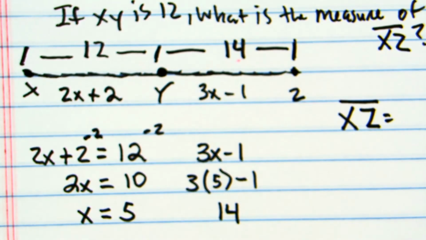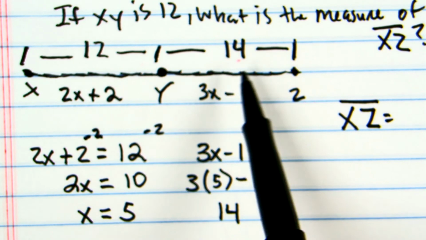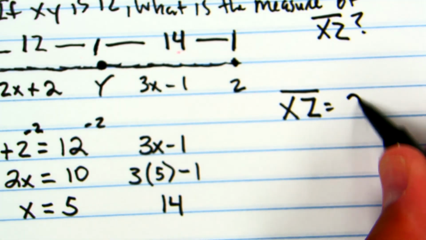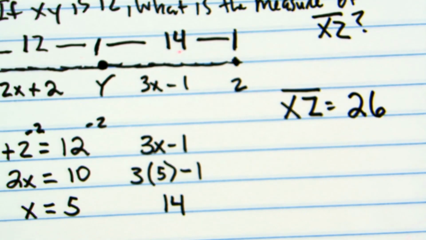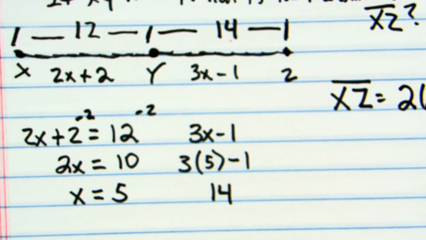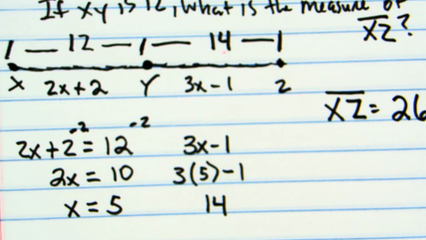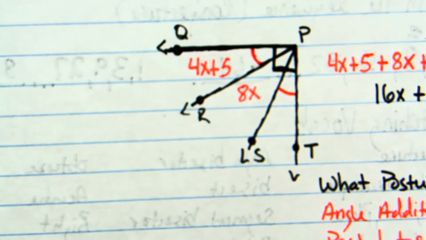So if that portion of the line segment is 12 and that portion of the line segment is 14, I just add those together and XZ is equal to 26. And that is our segment addition postulate. In order to get that, we use the segment addition postulate. All right.